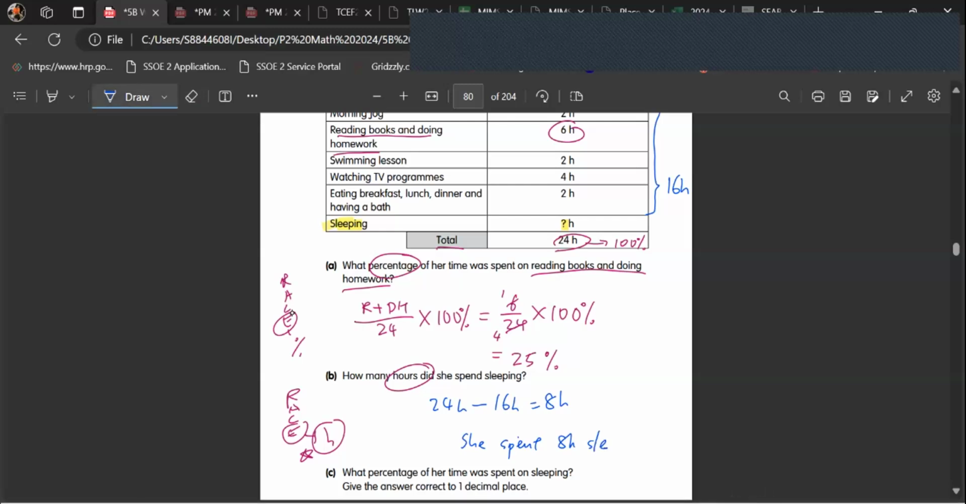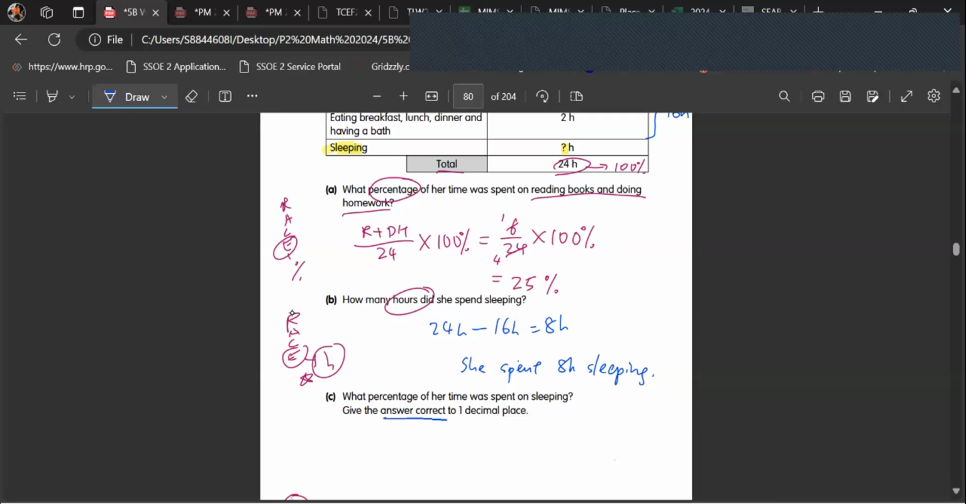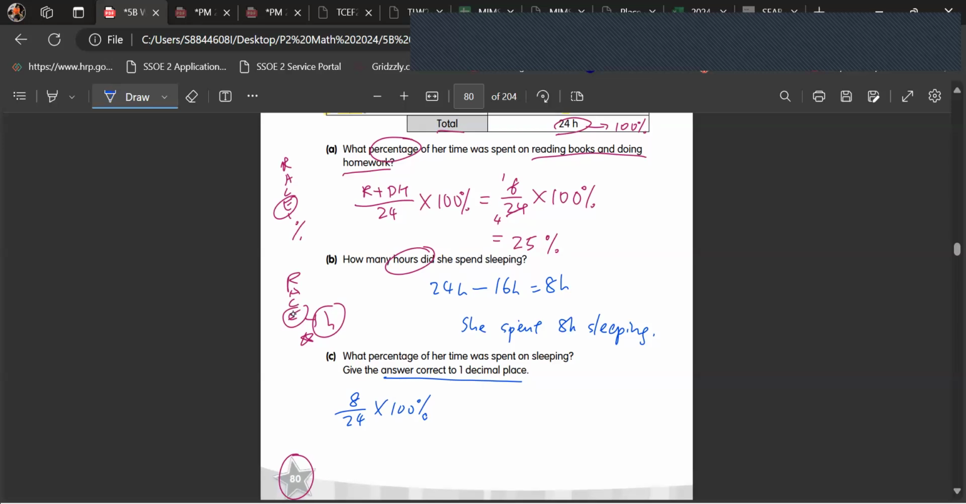Okay, we're very fast. We're almost finishing. Okay, percentage. Correct your answer to 1 decimal place. So it's 8 hours out of 24 times 100%. Okay, I will simplify my fraction first. 8 out of 24 will be 1/3, which I divide by 6 already here. The question says correct to 1 decimal place, so you already know that I must put a decimal point, 0, 0.